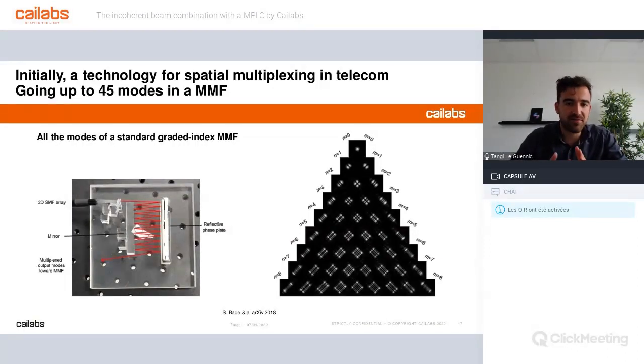This, on the left side, is a top view of a special multiplexer for telecom application, where we already proposed the ability to combine up to 45 input channels into a multimode fiber. You can see the 45 Hermite Gaussian modes in the right side pictures.